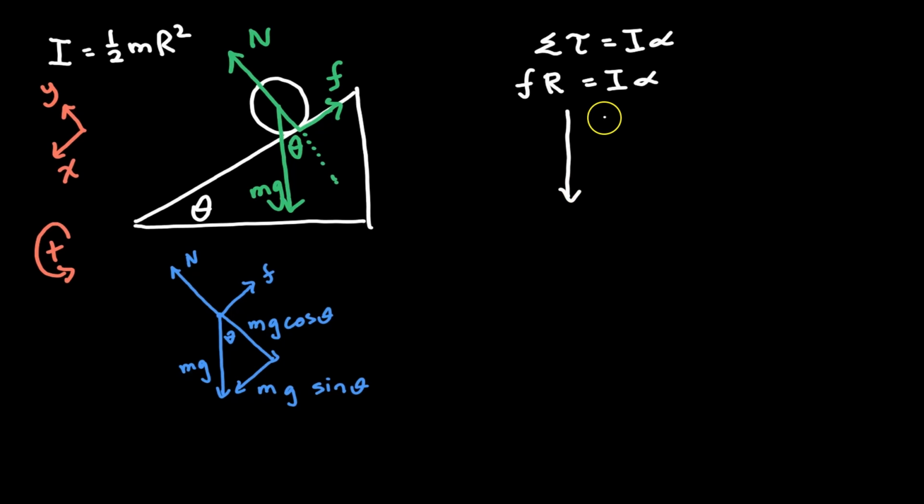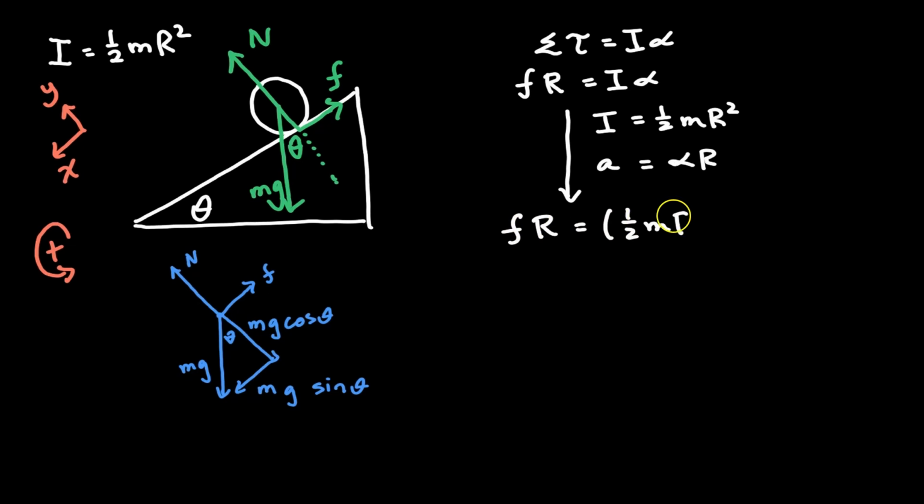We're given that the rotational inertia is equal to 1 over 2 mr squared, and using our bridging equation, linear acceleration is equal to alpha times r. Substituting this to what we had earlier, we get Fr is equal to 1 over 2 mr squared times a over r. Canceling out the r's, we get F is equal to 1 over 2 ma.